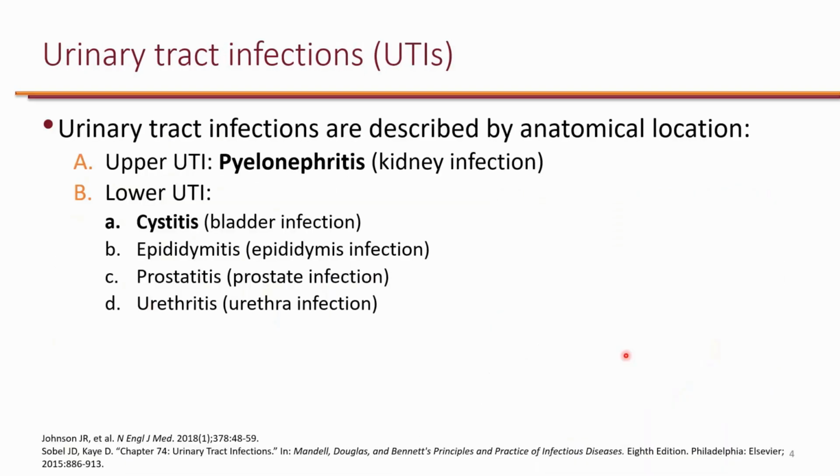In general, urinary tract infections are divided into two categories: the upper urinary tract infections, which is primarily pyelonephritis. Pyelonephritis is the infection of the kidneys, and the lower urinary tract infection, which includes cystitis, epididymitis, prostatitis, urethritis. So the bottom three are specifically in men, and cystitis can happen in men and women.